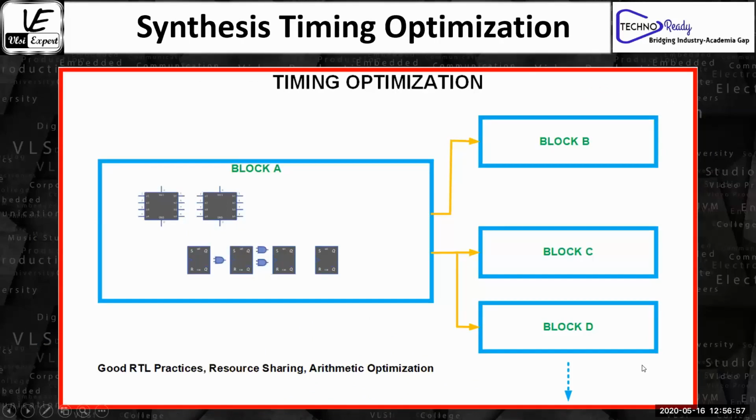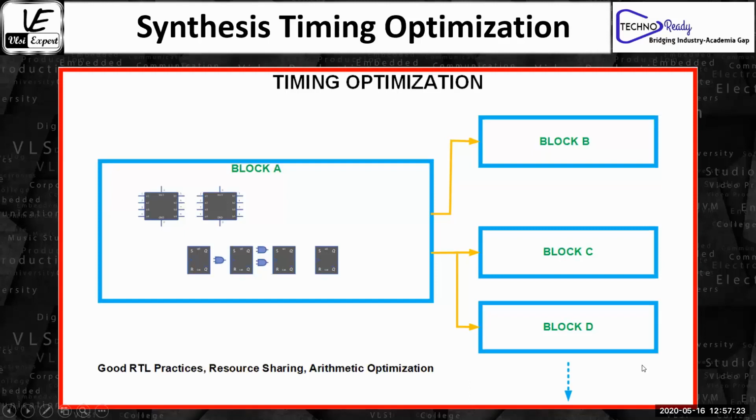So basically at the SOC level or at the top level, you usually have different blocks. There is a block A and it drives multiple blocks like block B, C, D. The first and foremost thing which is important to meet timing, I would say, is someone giving you a good RTL.